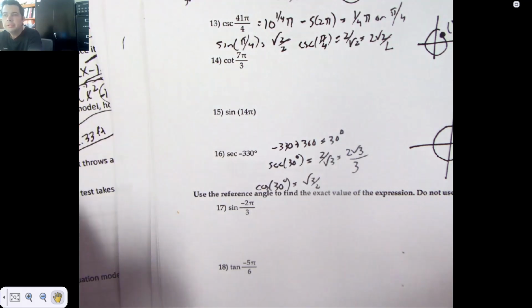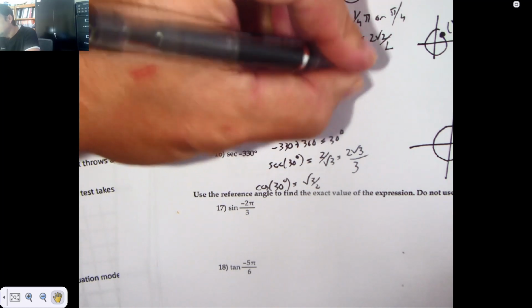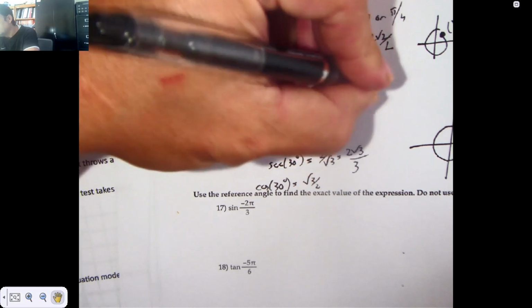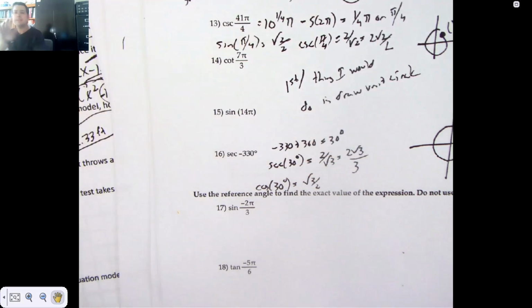Now, when you get your test, the first thing I would do, this is me personally, is draw the unit circle. I've got you guys down to 4 minutes. Most of you can do it in under 4 minutes. Draw the unit circle.